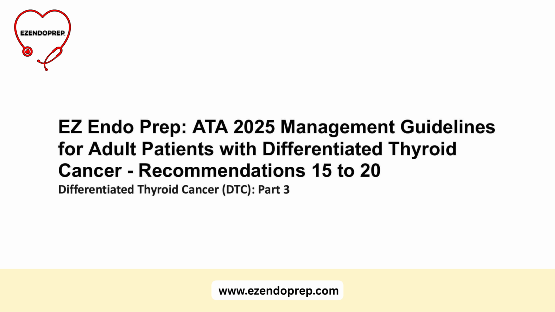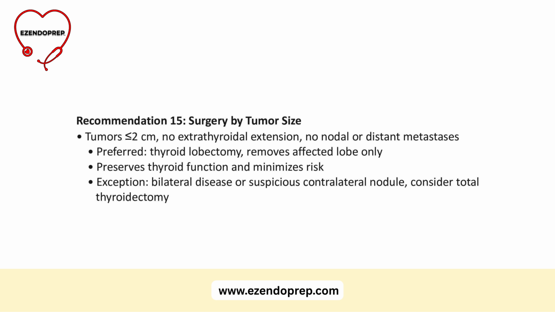Let's begin. For differentiated thyroid cancer, surgical strategy is dictated by tumor size and spread. For tumors 2 centimeters or smaller with no gross extrathyroidal extension and no nodal or distant metastases, the preferred operation is a thyroid lobectomy. Removing just the affected lobe minimizes risk, preserves thyroid function, and provides excellent oncologic control. Exceptions include bilateral disease or a suspicious contralateral nodule, in which case total thyroidectomy may be more appropriate.